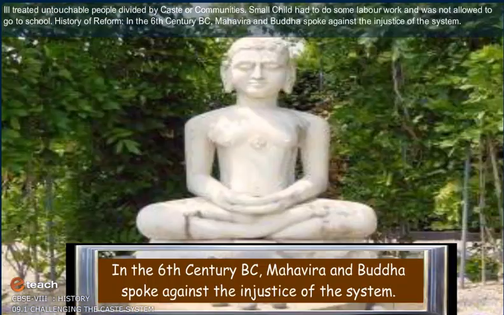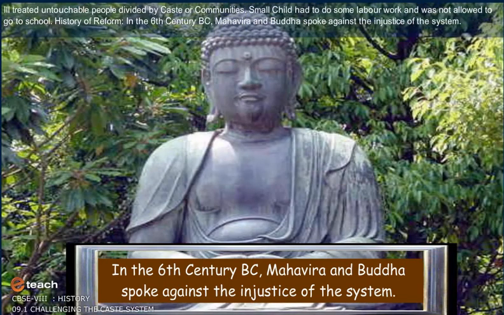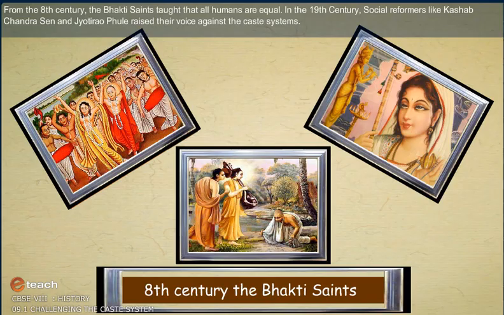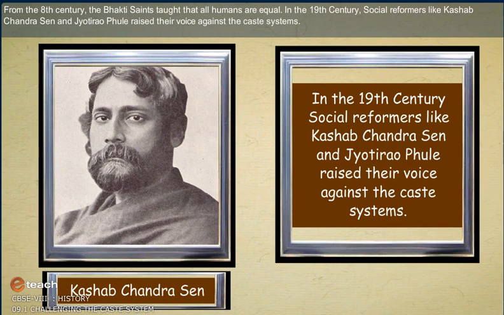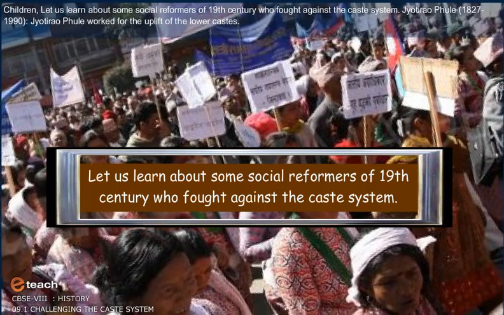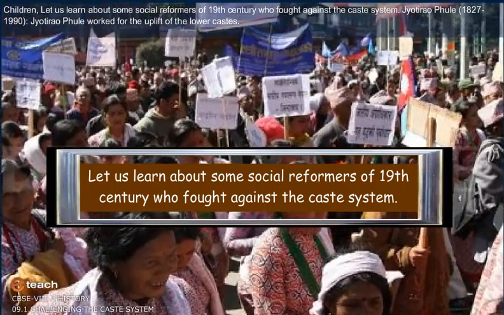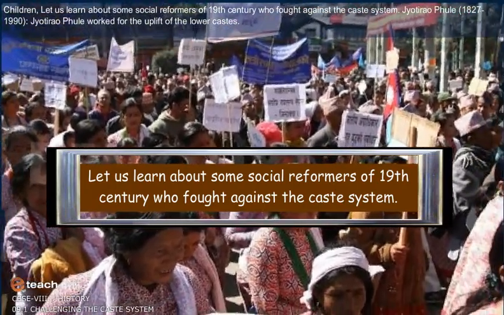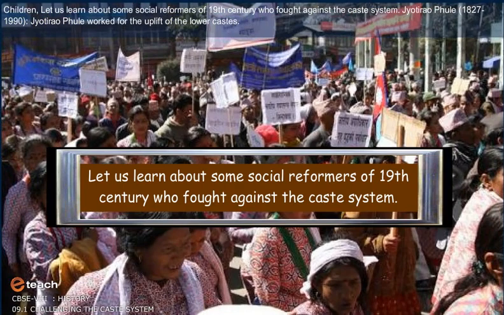History of reform. In the 6th century BC, Mahavira and Buddha spoke against the injustice of the system. From the 8th century, the Bhakti saints taught that all humans are equal. In the 19th century, social reformers like Keshab Chandra Sen and Jyotirao Phule raised their voice against the caste system. Children, let us learn about some social reformers of the 19th century who fought against the caste system.